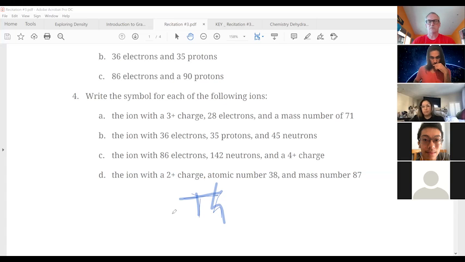90. And how'd you get that? 86 electrons, and if it's a +4 charge, that would mean there are 4 more protons. 4 more protons, exactly. And what's its atomic mass, the mass number? 232. That's big, right?